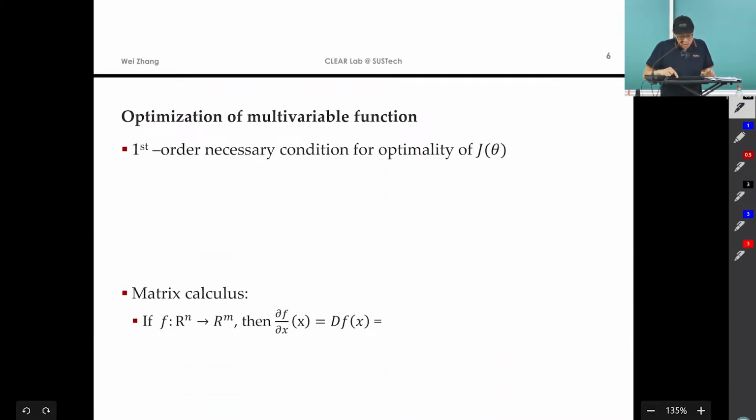I hope that's enough. So now let's shift to solving the optimization problem. You all learned from your, hopefully, calculus. At least you know the derivative, right? Hopefully that's fine. We start from the derivative.